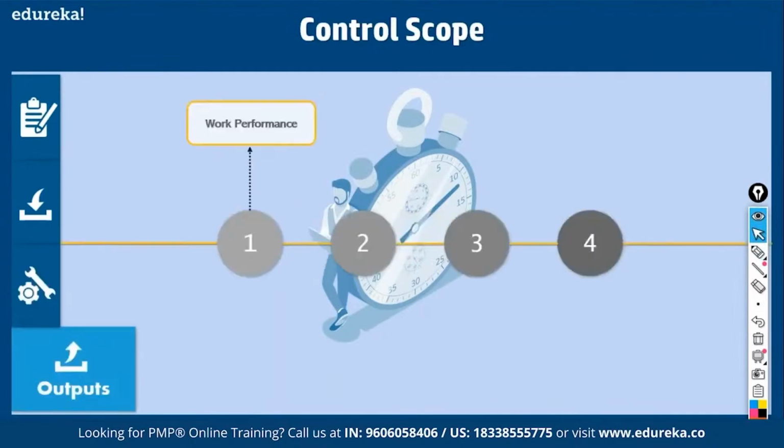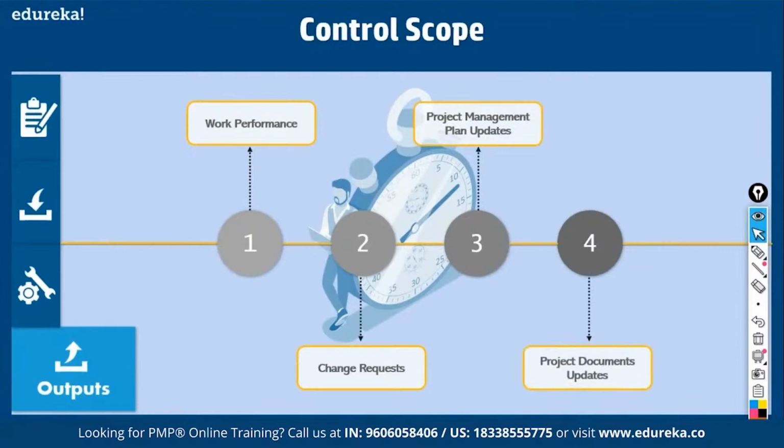Then what else do you get? You get work performance information and change requests. So here also you can generate change requests. So that is called a change request. Then updates to plan and updates to documents. Okay, this is about control scope.